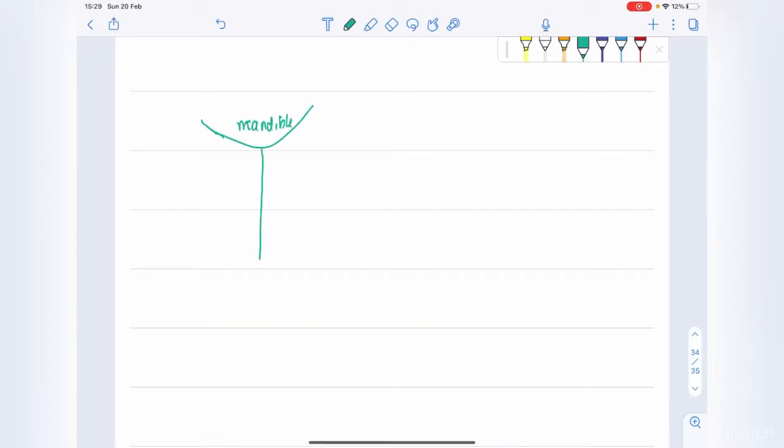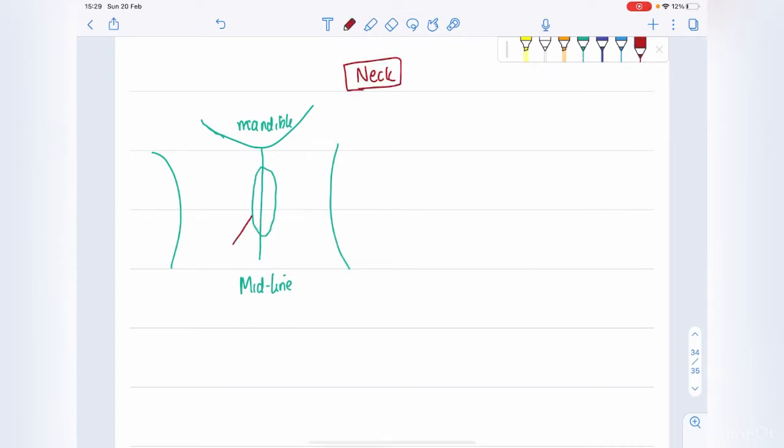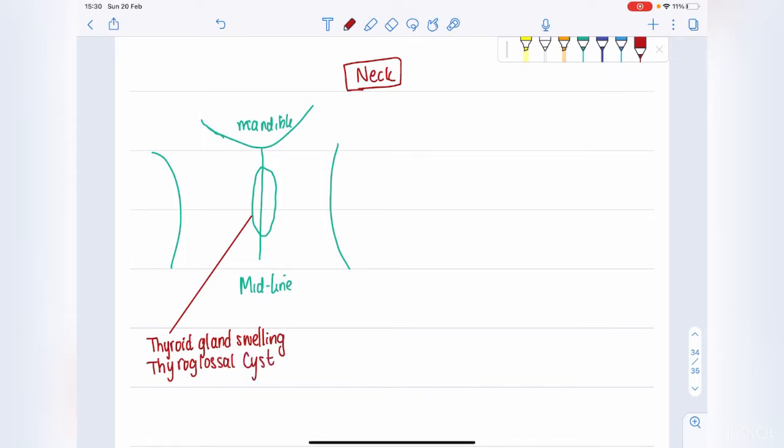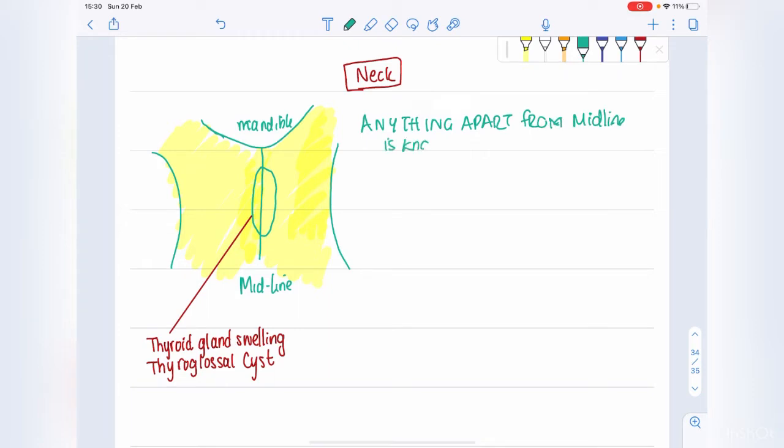So we're going to be talking about differential diagnosis of neck masses, specifically for med students. Now here I've drawn the neck, and this is the midline, below the mandible. There are a few midline neck masses like the thyroid gland swelling and a thyroglossal cyst. These are found in the midline.